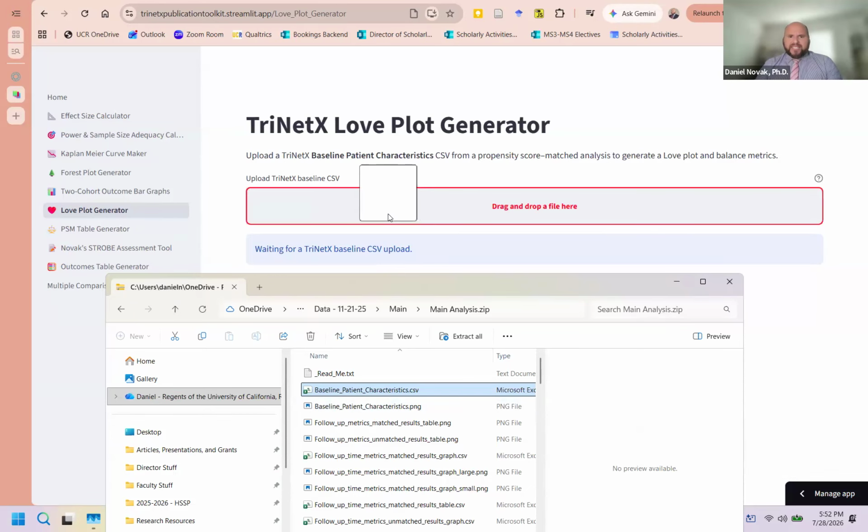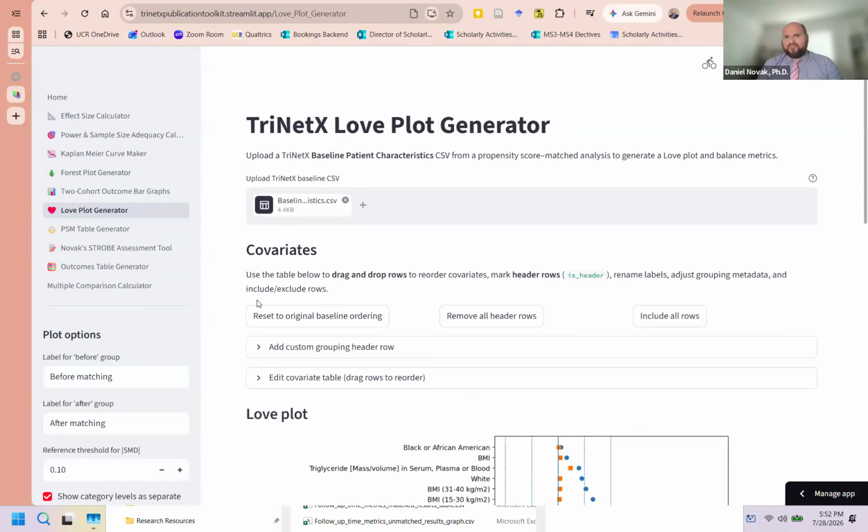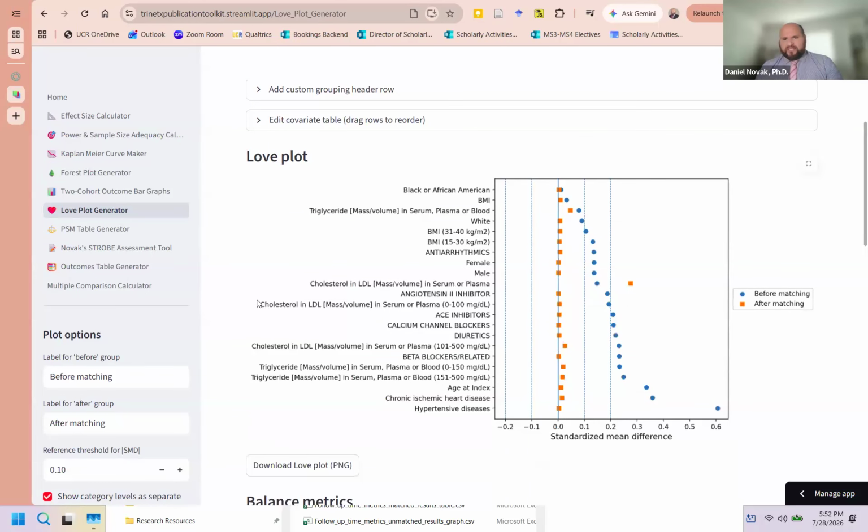So you can use your exact same baseline patient characteristics, and you can use the love plot generator to create these love plots. And what this does basically is show people before matching and after matching. Before matching, there was a lot of statistically significant standardized mean difference between the propensity score matching values in your analysis. But after matching, you can see they all kind of gravitate towards this line here, 0.0, and almost all of them, except for this header row that really I would recommend taking out.